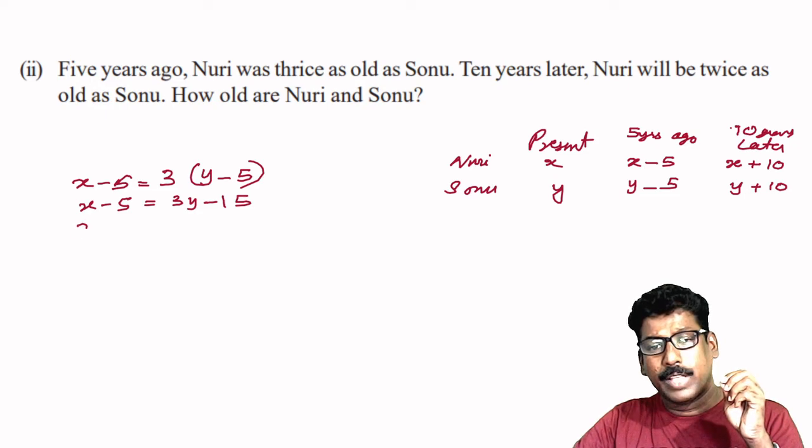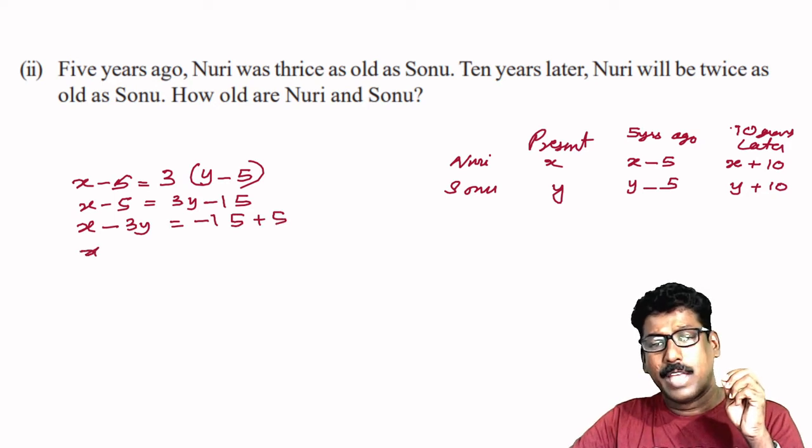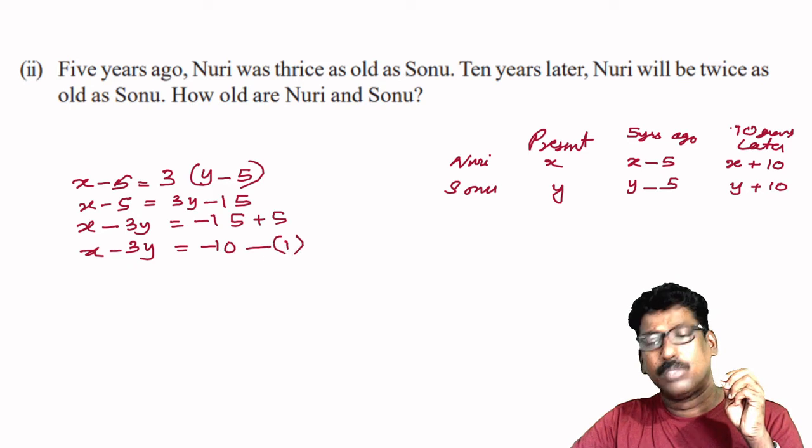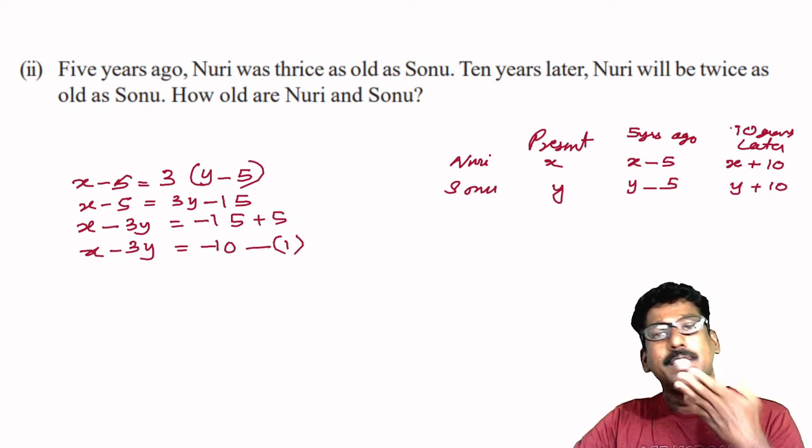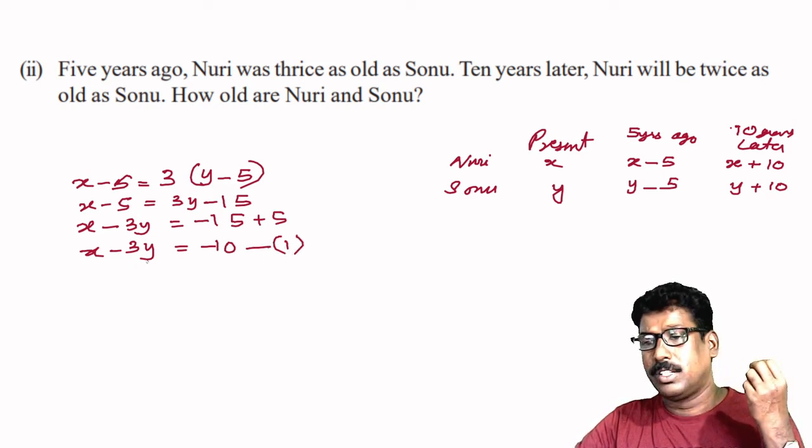Now take x and y to one side. x minus 3y, here minus 15 plus 5. That is x minus 3y is equal to negative 1, and this will be the first equation. Similarly, find out the second equation.